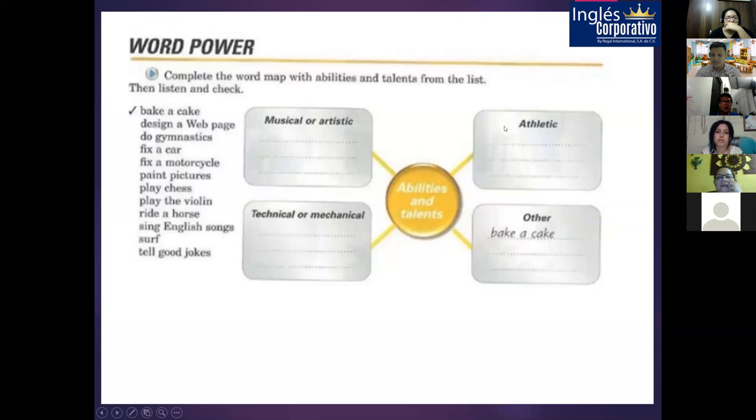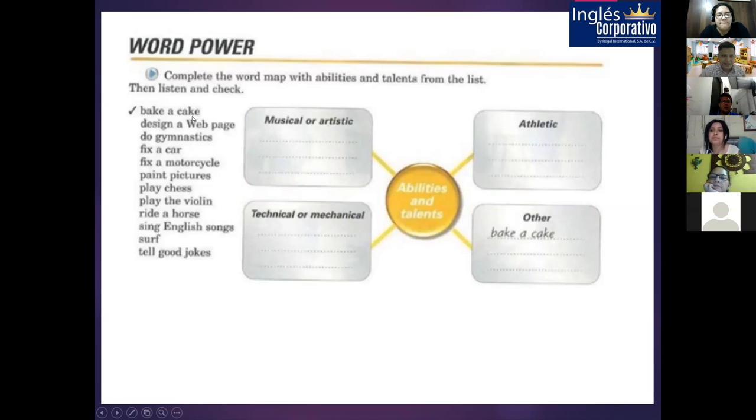Athletic. Athletic ability. Do gymnastics. Yeah, really nice. Okay. And what about this? Technical or mechanical? Design a web page. And others? Otros que no tienen nada que ver. All of these. Okay, nice. Okay, students, let's start with this.